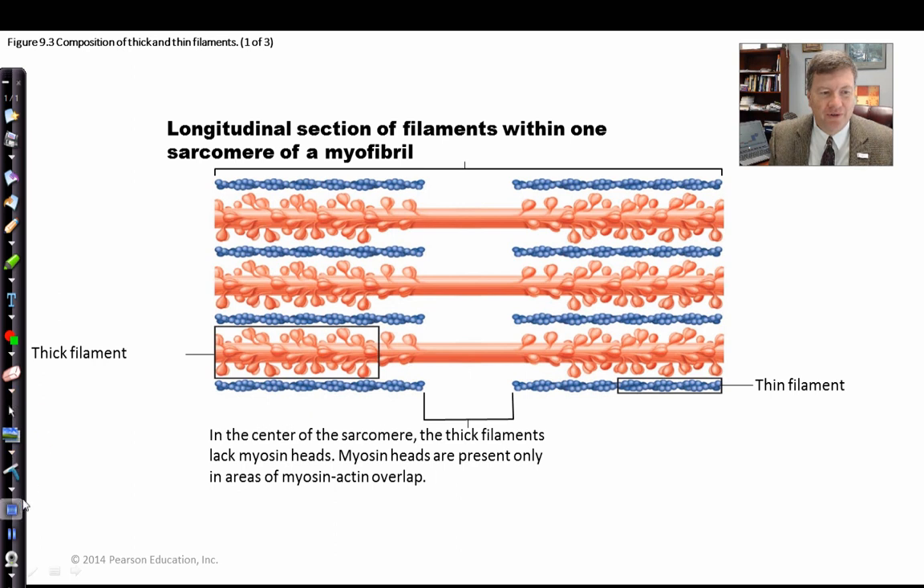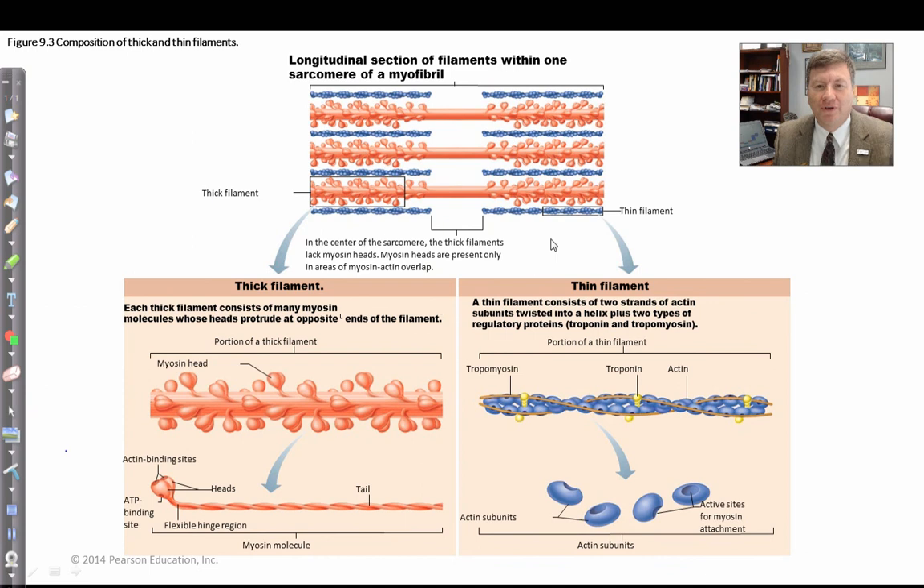Let's see, where did it go? There you go. So one final look at this, and then we'll wrap up. Again, we're looking here at a sarcomere. We are seeing the thin filaments, the actin, the thick filaments, the myosin, and now we're going to pull them apart separately so you can see just a little more detail.